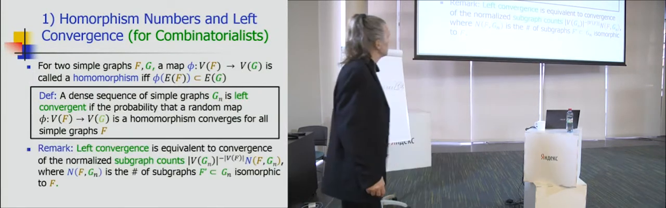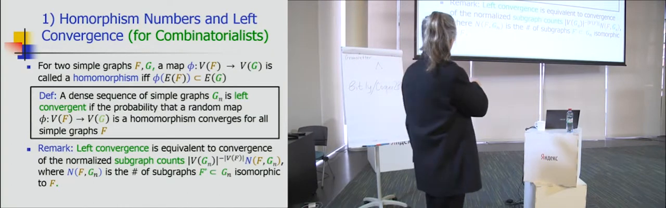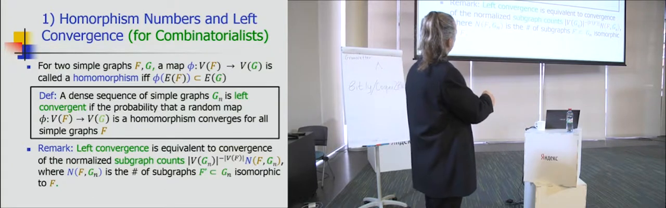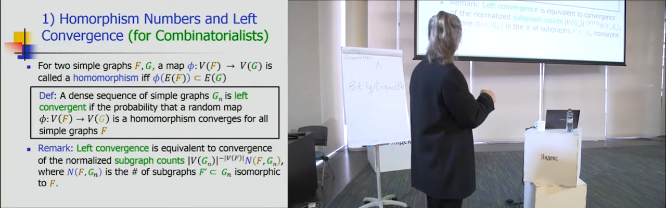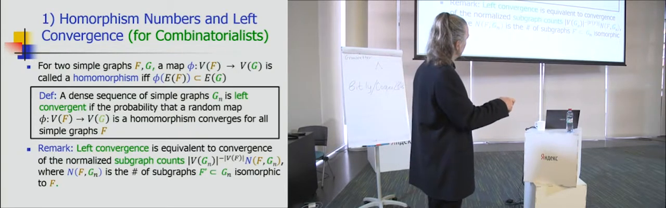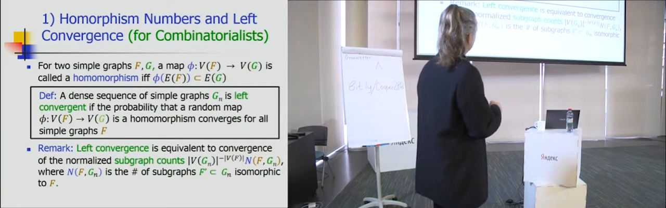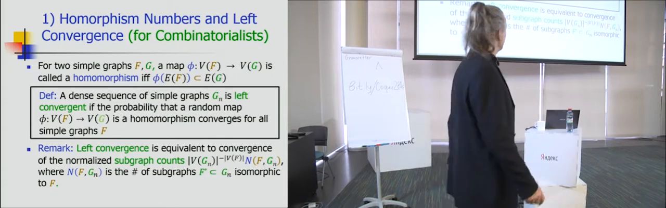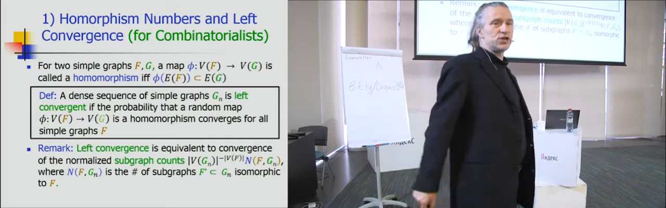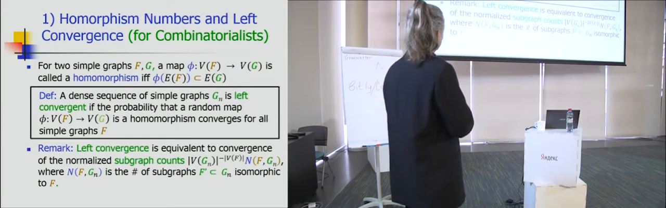It's not that hard to show that the following is true. Instead of looking at the probability, you could look at the number of homomorphisms divided by the number of all these maps. The number of all these maps is just the size of the big graph to the power of the size of the small graph. And then you can relate homomorphisms to isomorphisms via some inclusion-exclusion, and you can see that the two are equivalent.